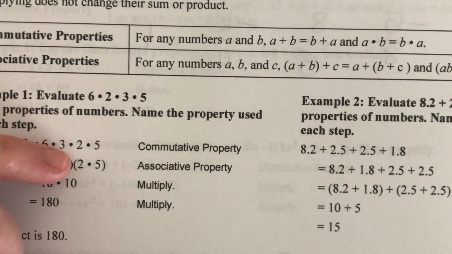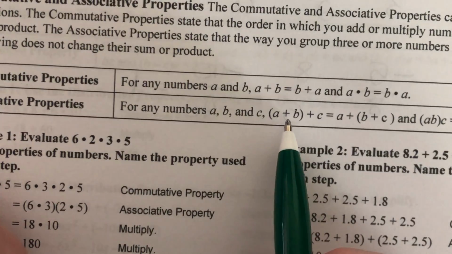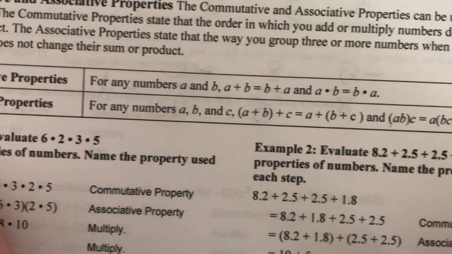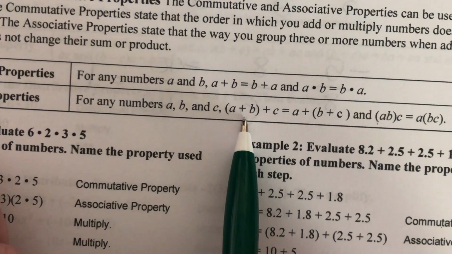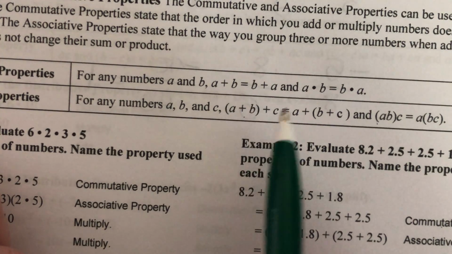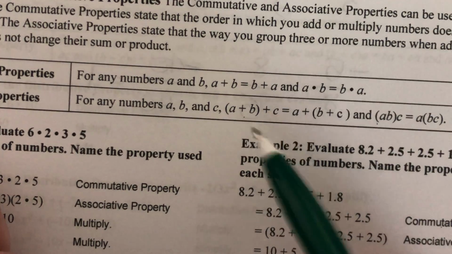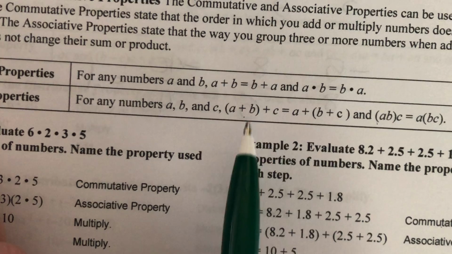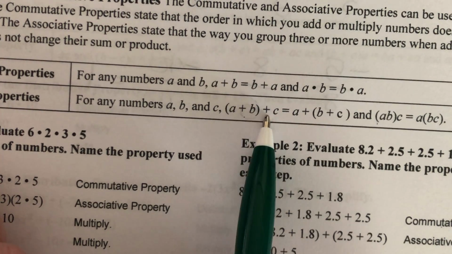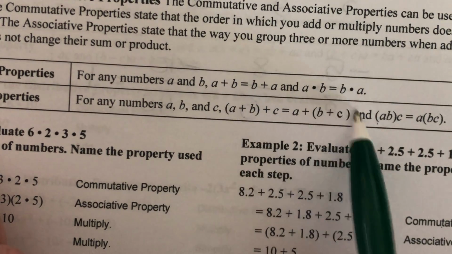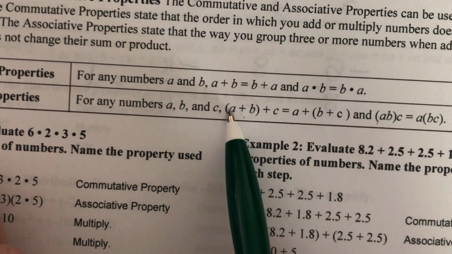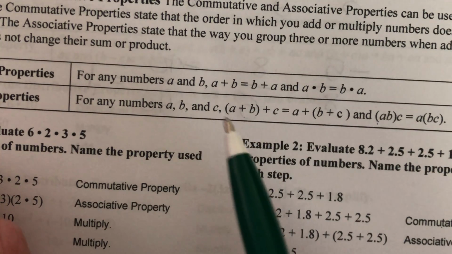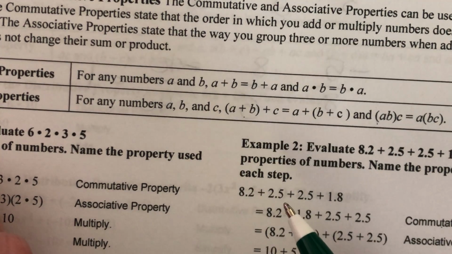Associative property is grouping. So all it's saying is if we're adding or multiplying, both of these two properties are just for adding and multiplying, nothing else. If we're adding, it doesn't matter which two numbers out of more than two we group together and add first. So if I have A, B, and C, it doesn't matter if I add A and B up first and then add C, or if I add B and C up first and then add A. Or I could even add A and C first and then add B. That doesn't matter. It doesn't matter how I group it. The answer is always going to be the same.